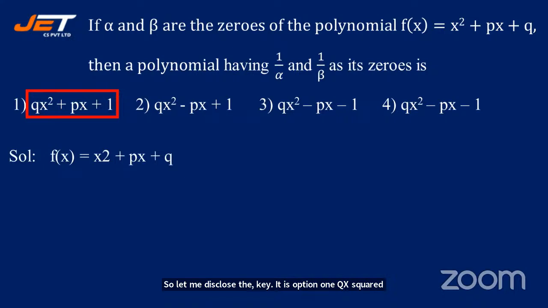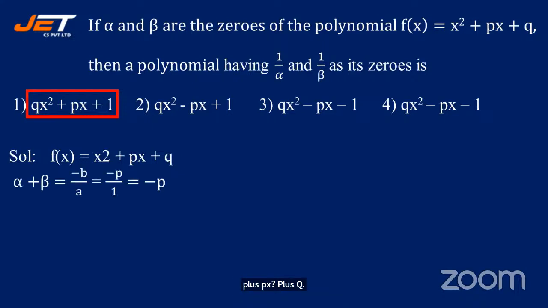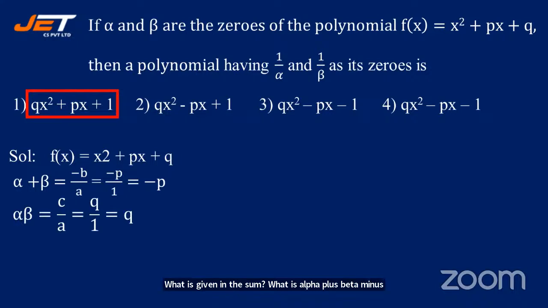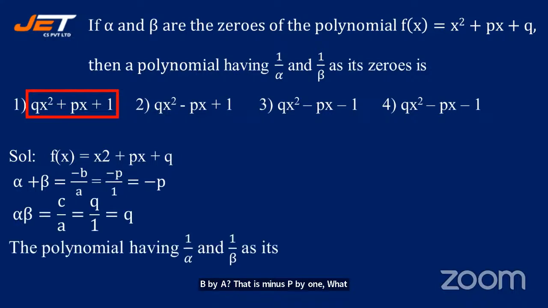How? Just see the solution. What is f of x? x square plus px plus q. What is given in the sum? What is alpha plus beta? Minus b by a, that is minus p by 1, which is minus p. What is alpha beta? c by a, q by 1, q.